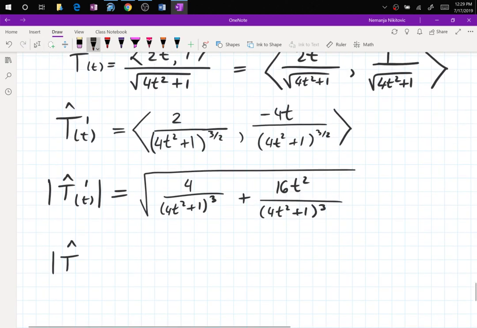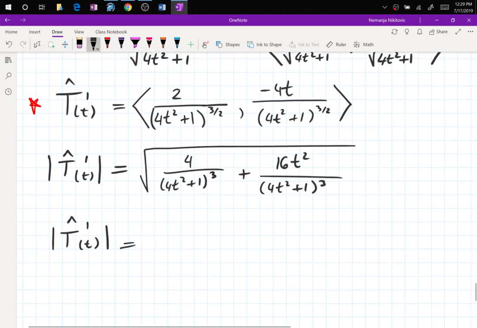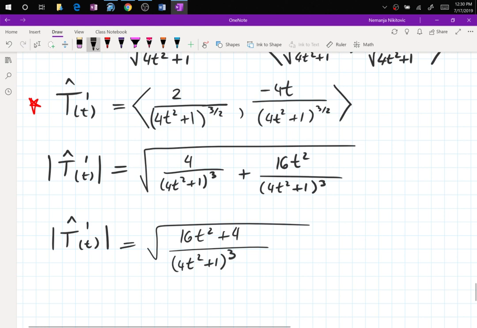So to simplify this one, I'm just going to start this one here because I have to go back. That's when I'm going to pick up my vector. All right, so now I have a square root of (16t squared plus 4) divided by (4t squared plus 1) cubed, which is the common denominator as you add both of these.